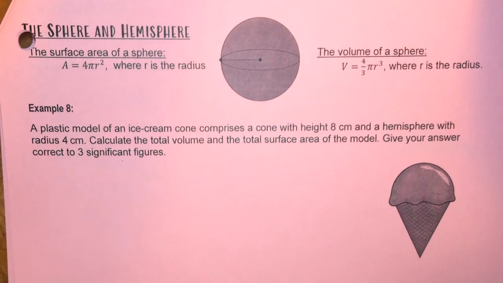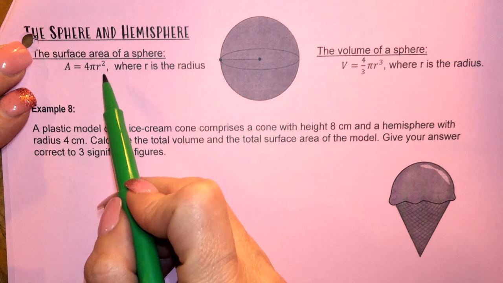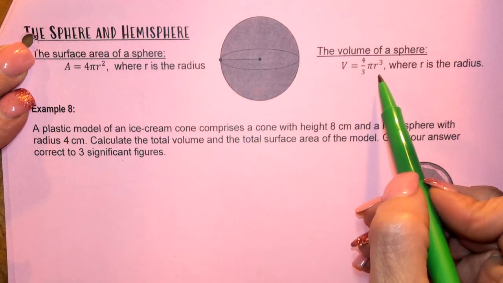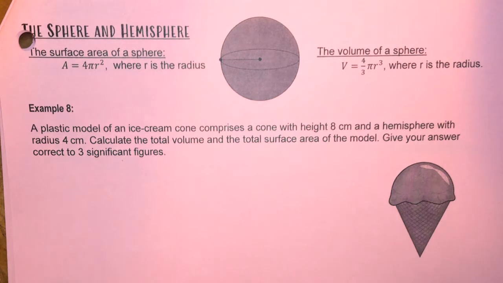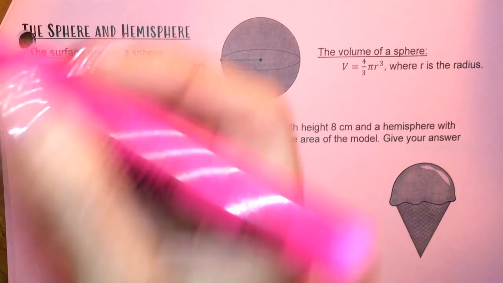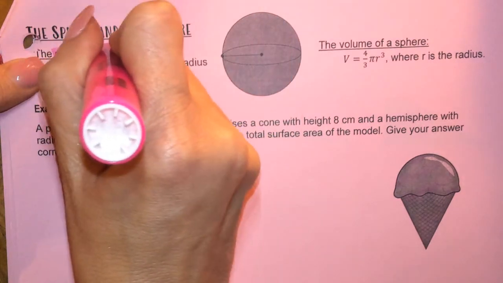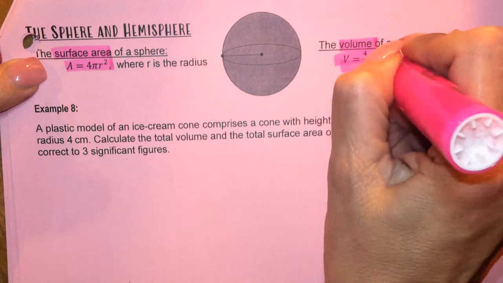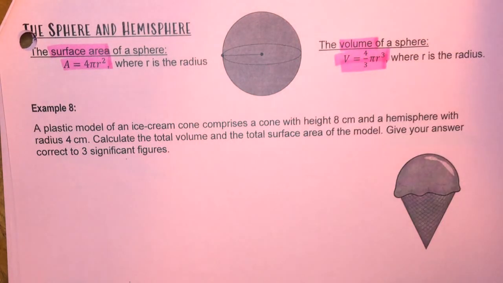The sphere and hemisphere. The surface area of a sphere is area equals 4 pi r squared, where r is the radius. The volume of a sphere is 4/3 pi r cubed, where r is the radius. Okay, so take a second, kind of look at those. We're going to do surface area and volume. These are all in your formula booklet.